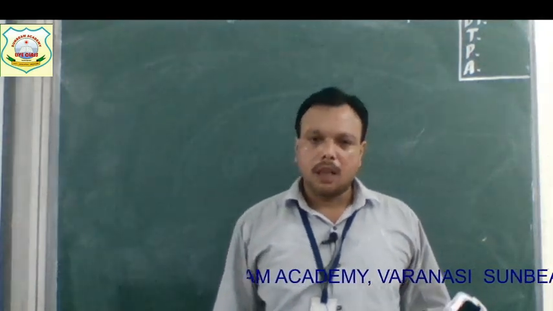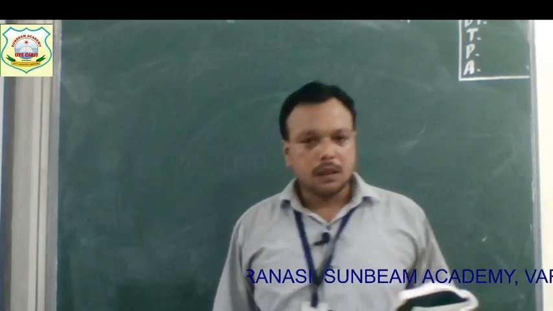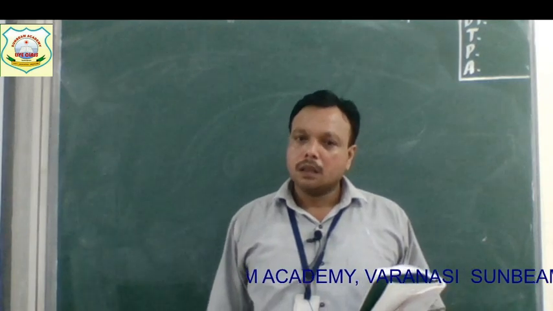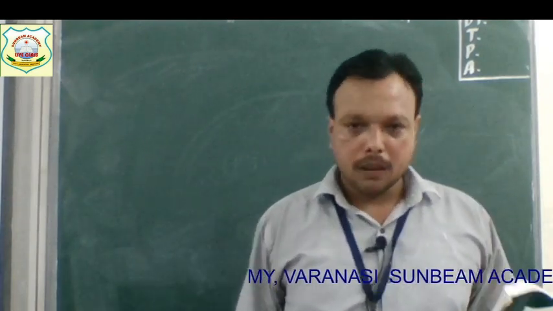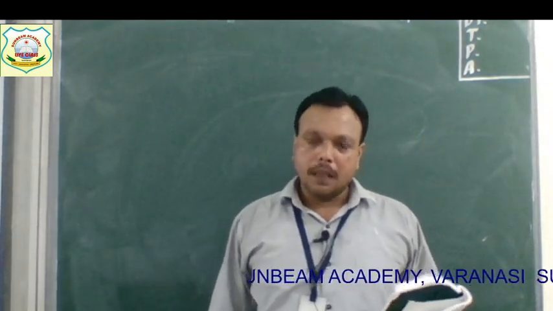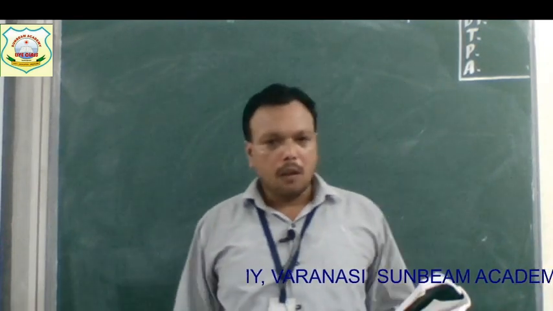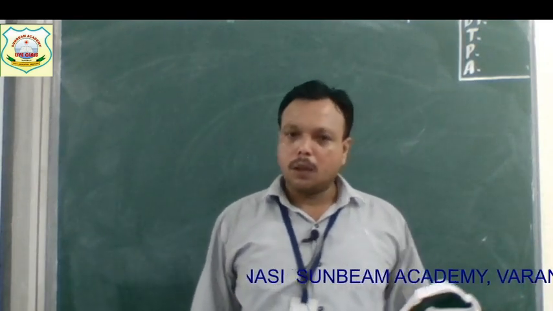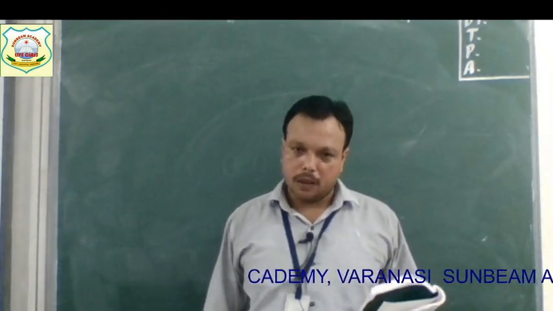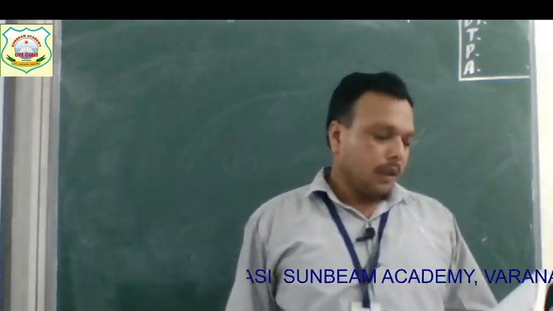Students, in the previous class we completed exercise 7b, which was based on the identity a square minus b square equals a plus b and a minus b. Now we are going to start the new exercise 7c, which is based on all three identities: a plus b whole square, a minus b whole square, and a square minus b square. So students, now we start its first question.